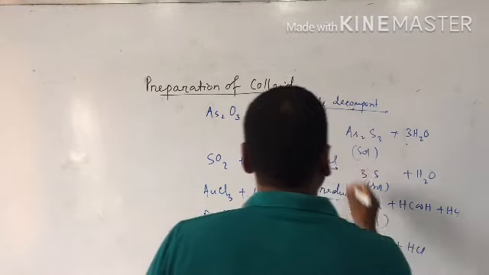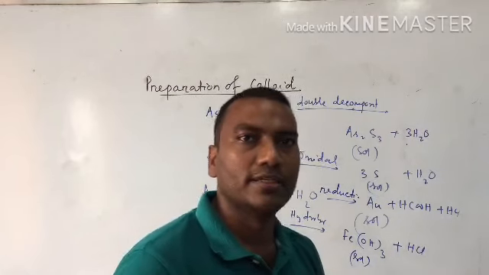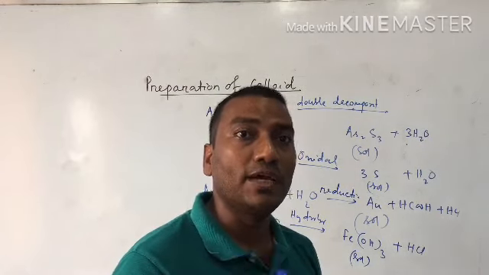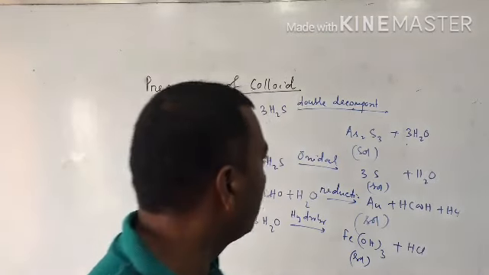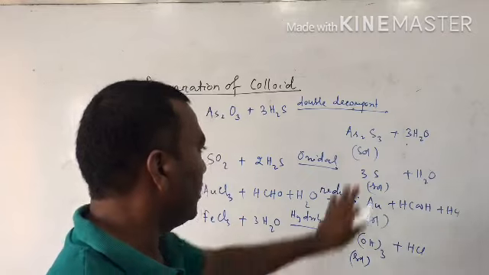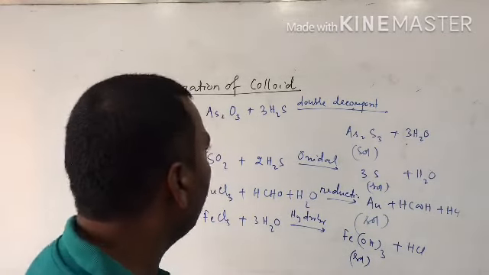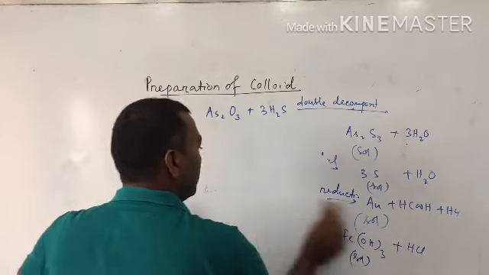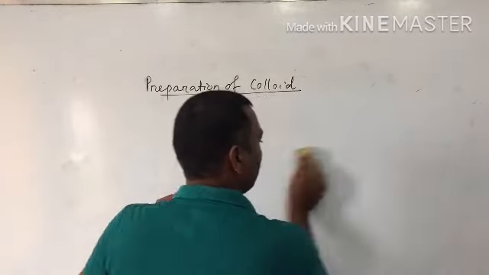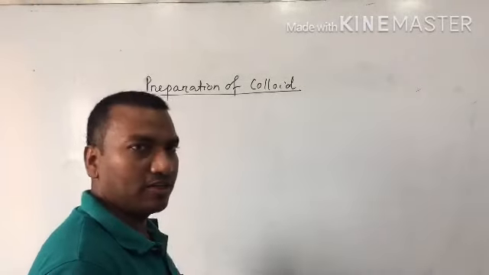Got the idea? So these are four different chemical methods by which we can prepare lyophobic colloidal solution. Understood? So this is arsenic sulfide sol, sulfur sol, gold sol, ferric hydroxide sol. So when the question comes, we have to directly write the equation. So this is our first method, the chemical method.